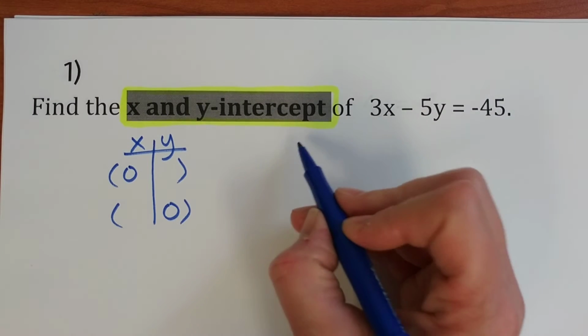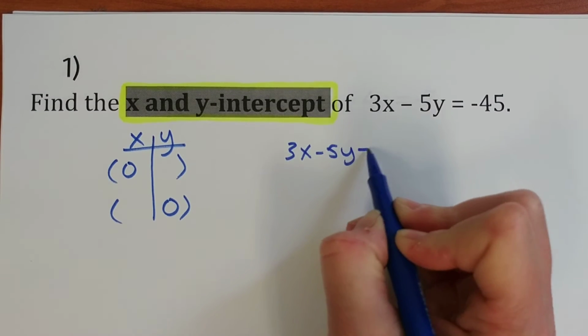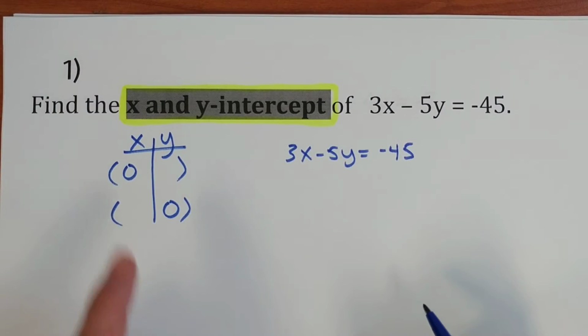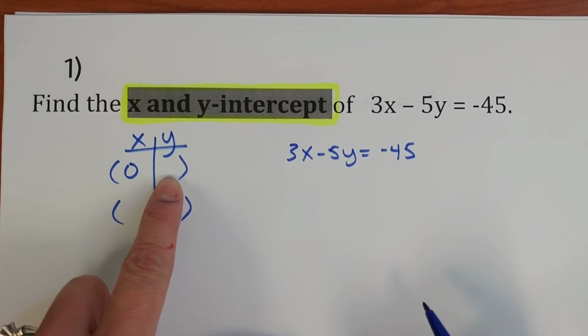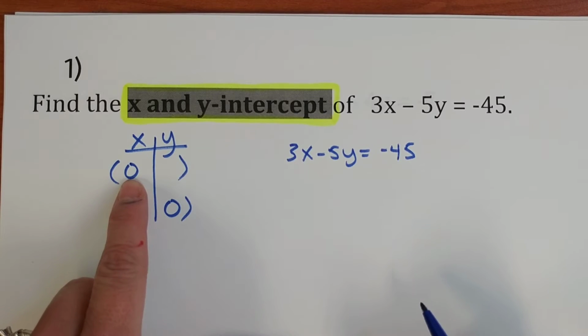So with this equation, if I'm finding the y-intercept, I'm finding the y-coordinate, I make x 0.